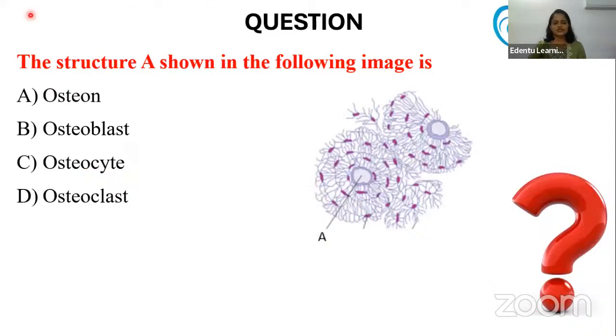Now moving on to the next question. The structure A shown in the following image is, so what is this structure A? Is it osteon, osteoblast, osteocyte, or osteoclast? It is actually osteon. Osteon is a single functional unit of the bone.